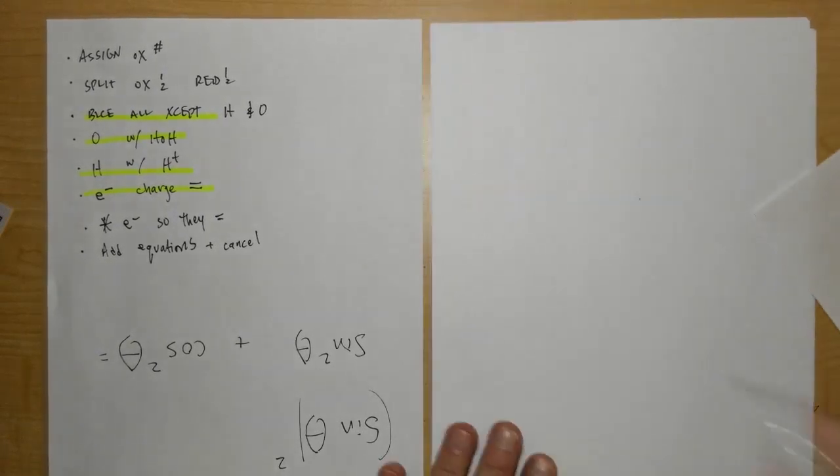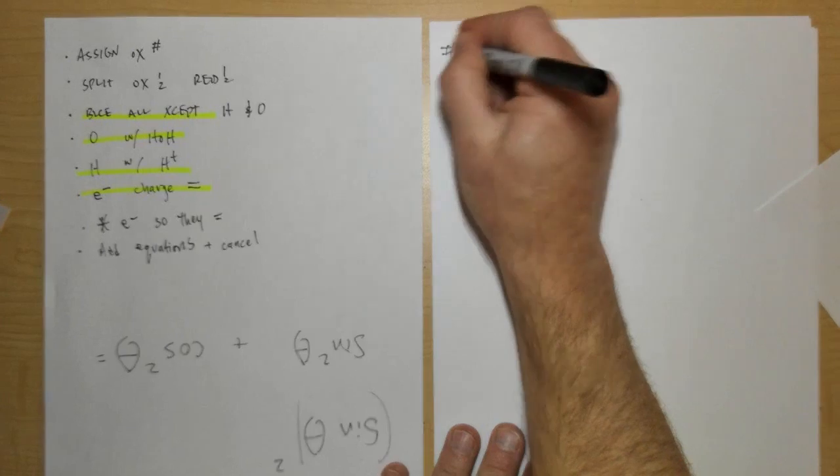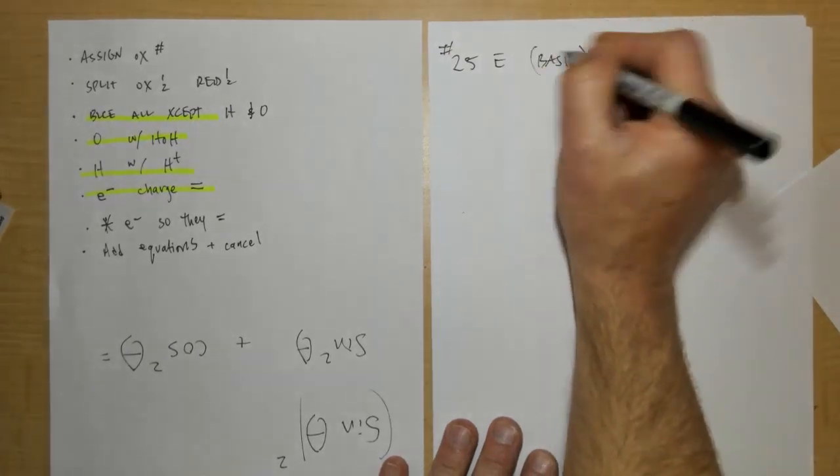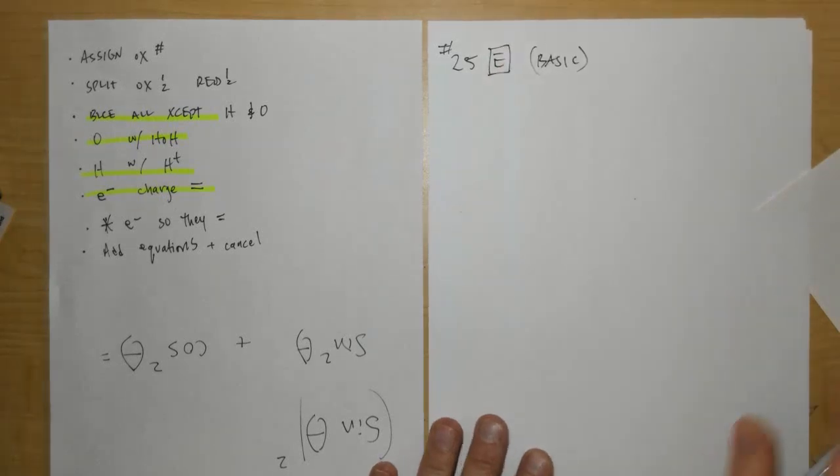All right, let's follow the same steps for number 25, letter E. This one happens to occur in basic solution, so we need to do an extra step at the end.